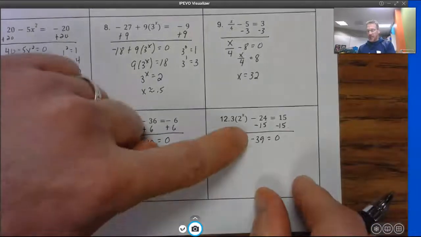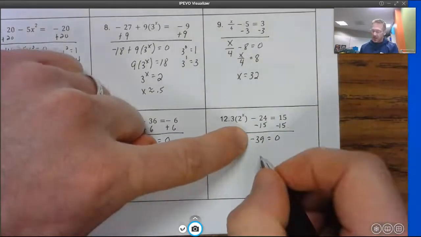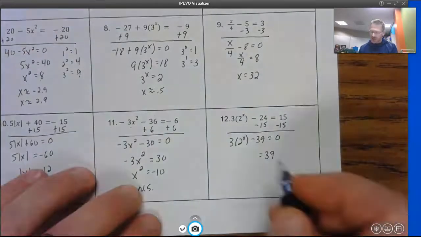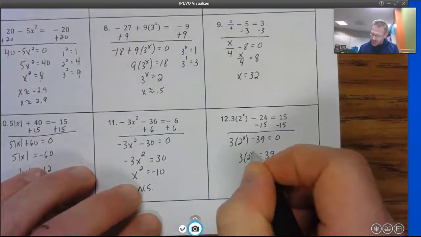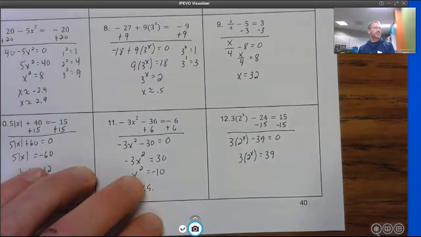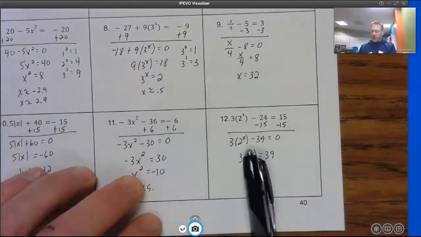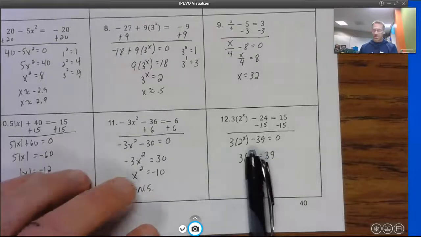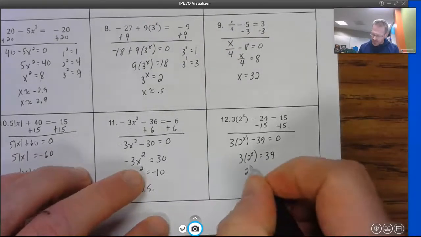Now I can use that 0 property, right? What minus 39 is 0? 39 minus 39 is 0. So 3 times 2 to the x is equal to 39. Now, 3 times what is 39? 3 times 13 is 39. So 2 to the x is equal to 13.